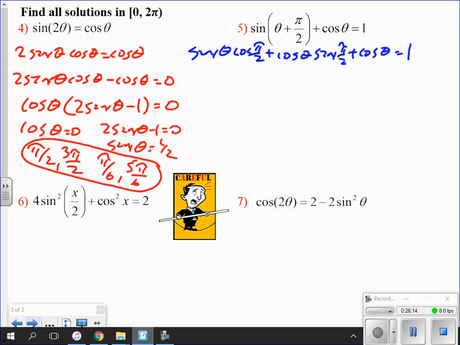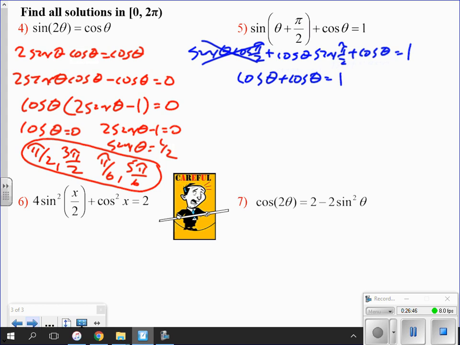What is the cosine of pi over 2? 0. So that means this goes away completely, because 0 times anything is 0. What is the sine of pi over 2? 1. So what I have here is the cosine of theta plus the cosine of theta equals 1. The first term goes away because the cosine of pi over 2 is 0, and 0 times anything is 0.